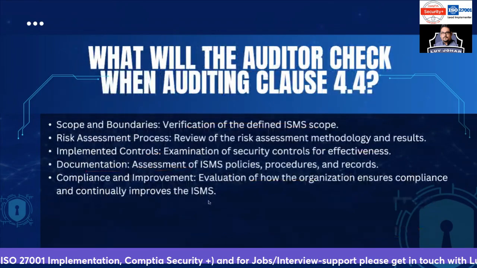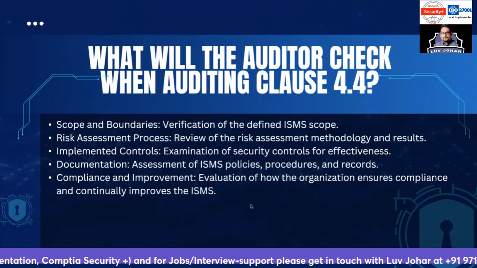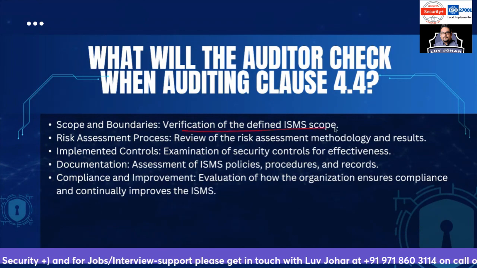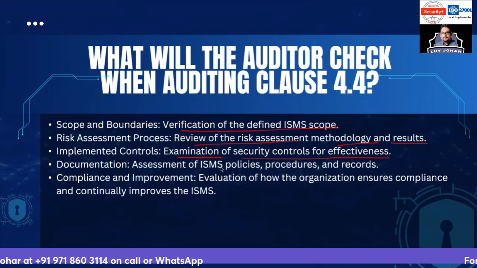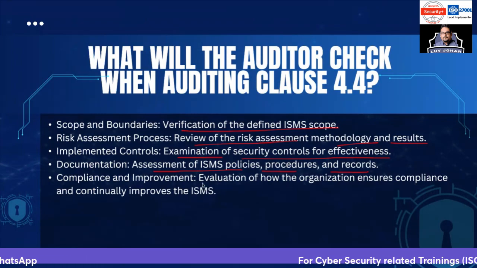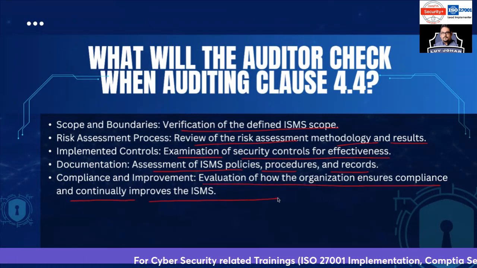Okay. What will the auditor be checking when auditing clause 4.4? The scope and boundaries, verification of the defined ISMS scope, review of the risk assessment methodology and results, implementing controls, examination of security controls for effectiveness, assessment of ISMS policies, procedures, and records. All these things the auditors will be checking. Evaluation of how the organization ensures compliance and continuous improvement.